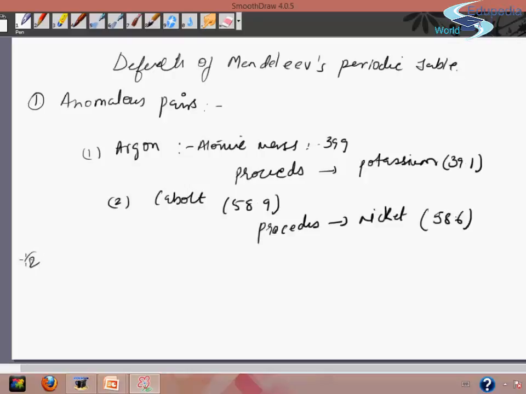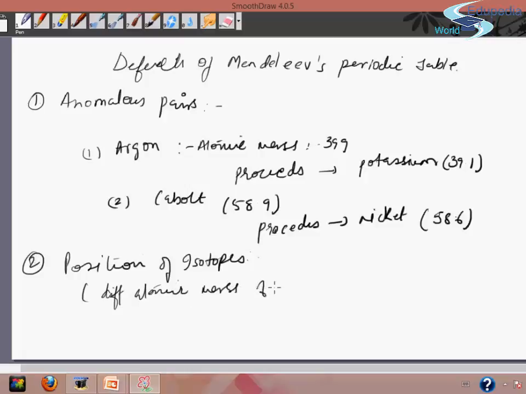Second is the position of isotopes. Isotopes are the atoms of the same element having similar chemical properties but different atomic masses. Different atomic masses of the same element, right?